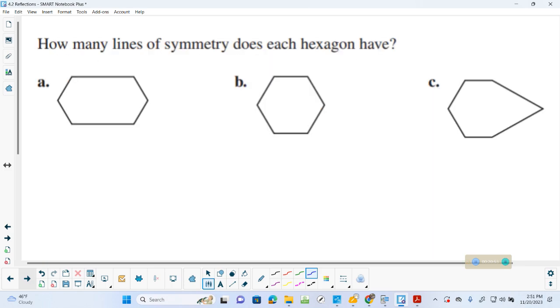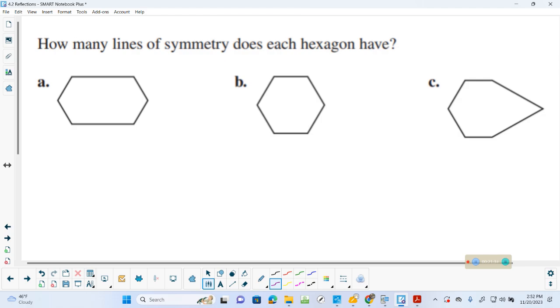So, visualize. How many lines of symmetry do you think each of those pictures have? You can draw them in there, mark on the picture, do whatever you want. I'm just after a total number. Think about it for a second.